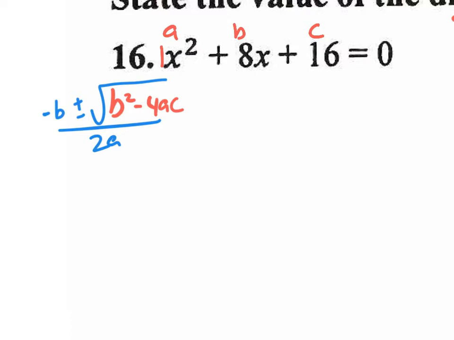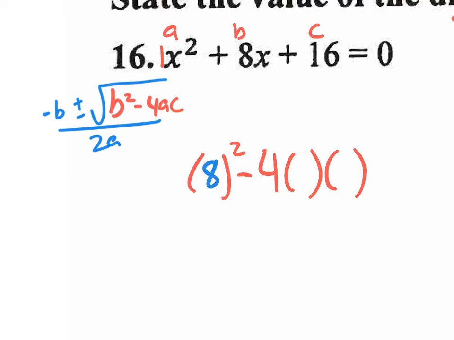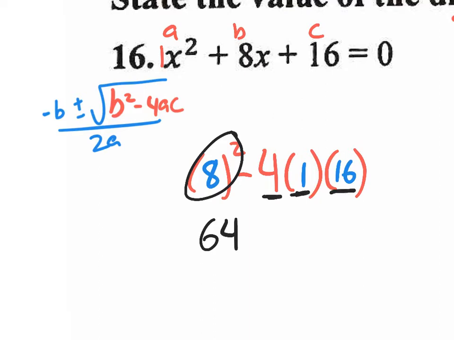And when we do b squared minus 4 times a times c, let's see what we get. b squared, that's 8 squared, minus 4 times a, which is 1, times c, which is 16. So I end up with 8 squared, which is 64, and then 4 times 1 is 4, times 16 equals 64. So we really have 64 minus 64, which is 0.